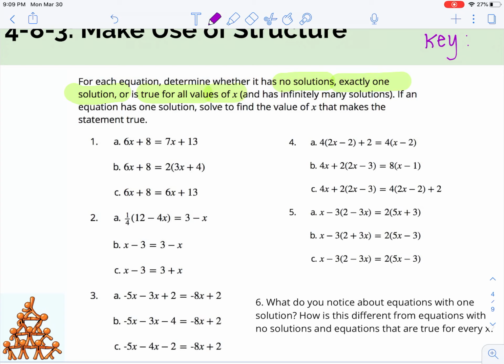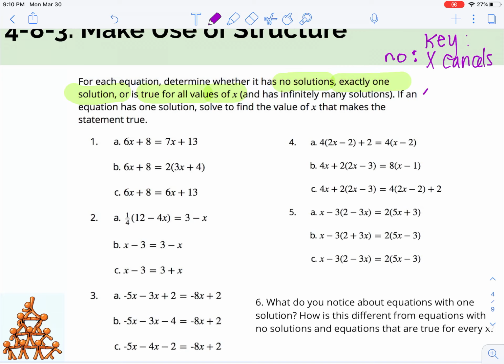Okay, so no solutions means x cancels. So something happens and x just disappears, like you're solving it and you try to move x to the other side and then suddenly x just cancels out and there's just no way that you can get x on one side and have it remain. It's going to cancel itself out and you're just going to have numbers and it won't equal anything. That's what no solution means.